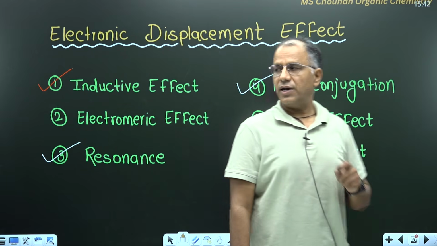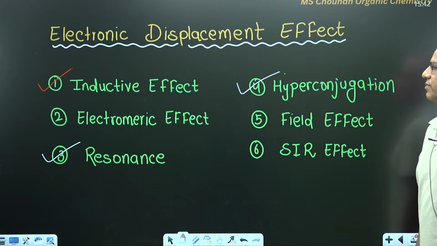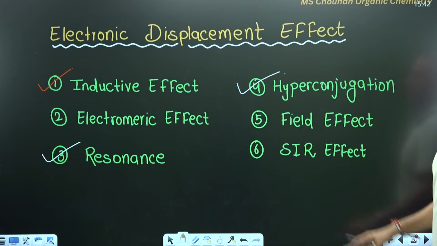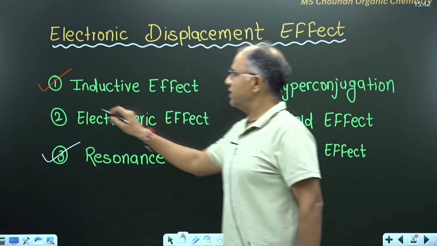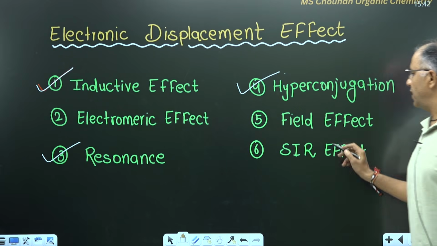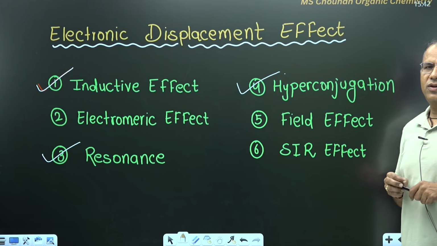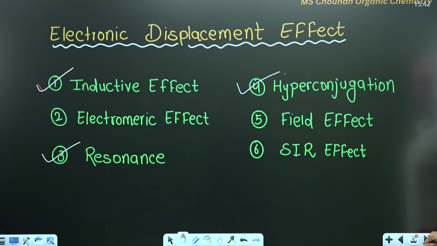So first of all, write in your notes electronic displacement effect. Then write all these 6. First is inductive, second electromeric, third resonance, fourth hyperconjugation, fifth field, and sixth is SIR effect. Pause the video and write all these effects in your class notes.